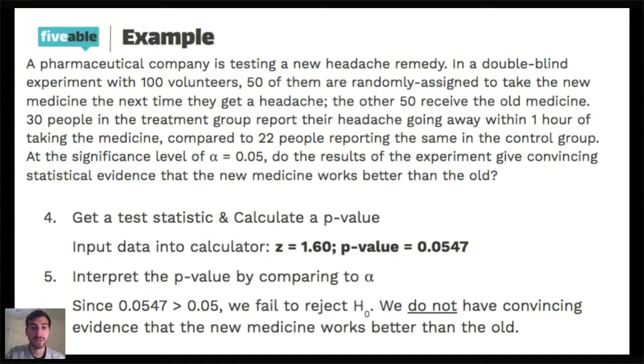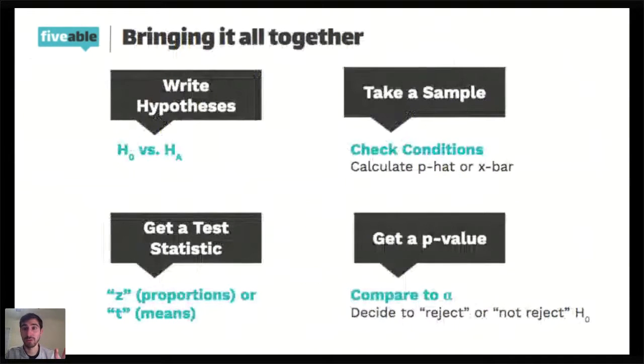At 0.05, not close enough. So ultimately, we just did 4 things. We wrote the null and alternative hypotheses. We checked the conditions and took our sample. We named the test and got the z statistic. We got a p-value and compared it to our significance level, deciding to reject or not reject the null hypothesis.